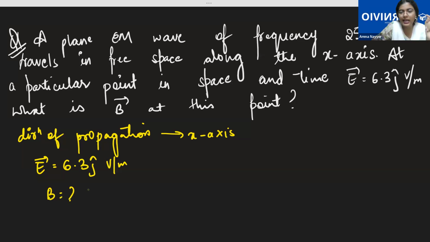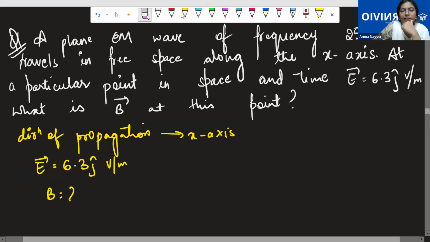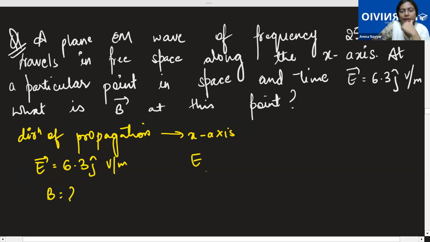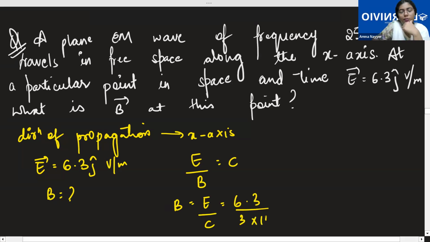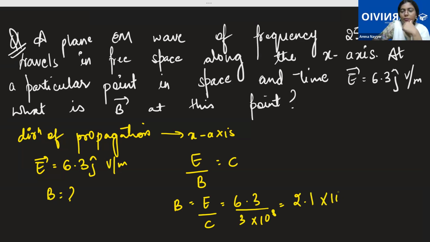See, magnetic field, use the relationship that the electric field by the magnetic field will be the speed of light. So magnetic field will be electric field by the speed of light. That is 6.3 by 3 into 10 to the power 8, which will be 2.1 into 10 to the power minus 8. But see, this is x-axis, this is j cap.